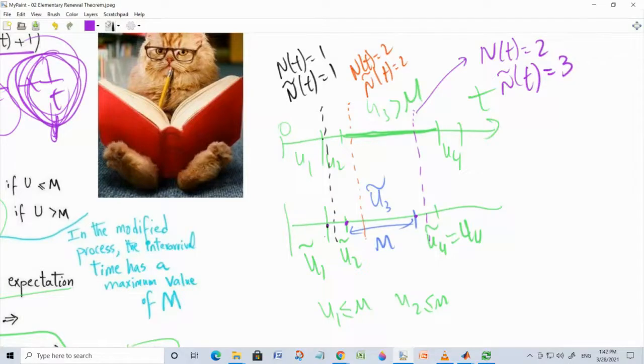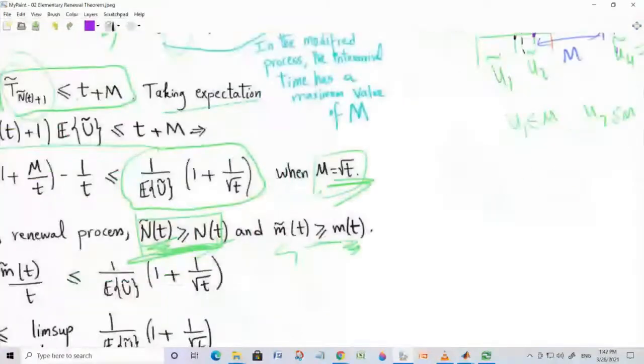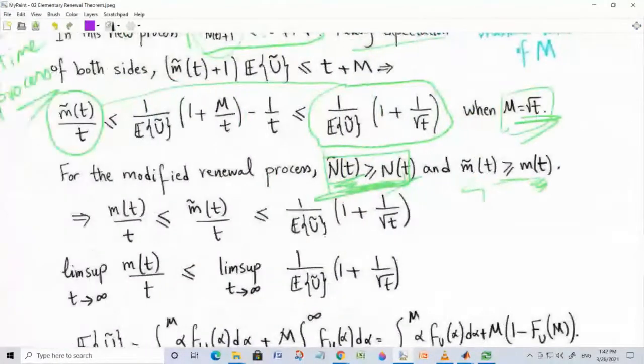So again, it's because you are shrinking. So U in the old process is kept as is if it is less than or equal to m. If it exceeds m, you sort of truncate it. And so this will make it that at any finite time t, Ñ(t) is greater than N(t). Take expectations of both sides, and so N(t) is upper bounded by this guy.